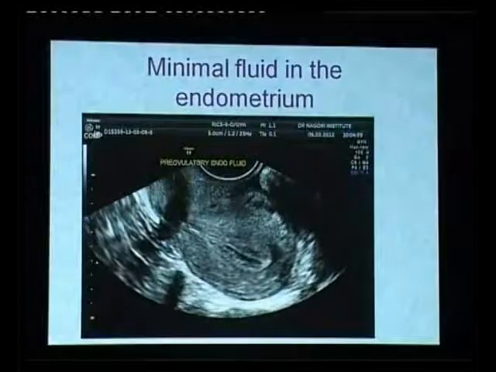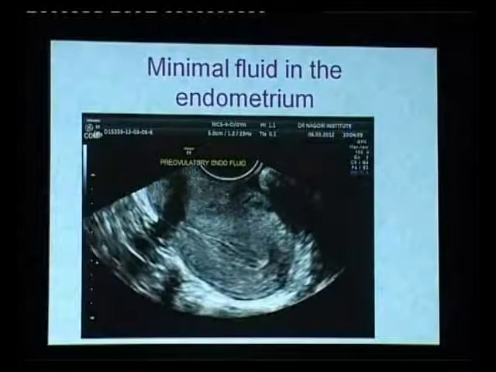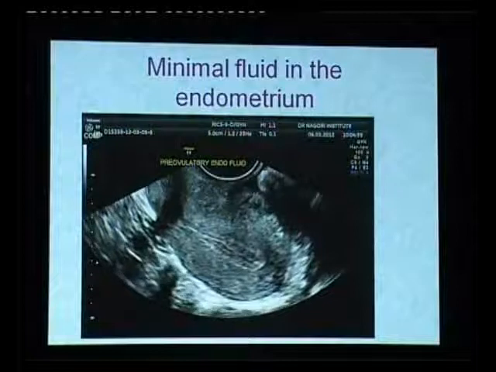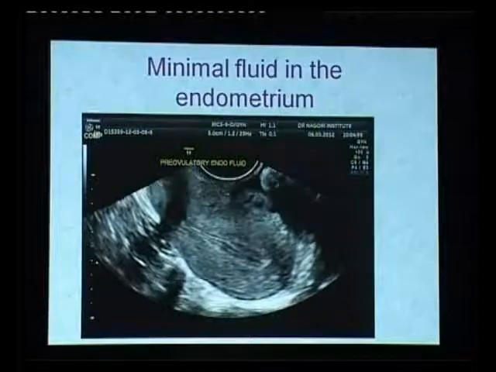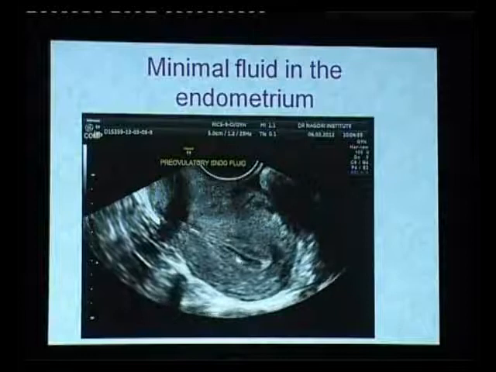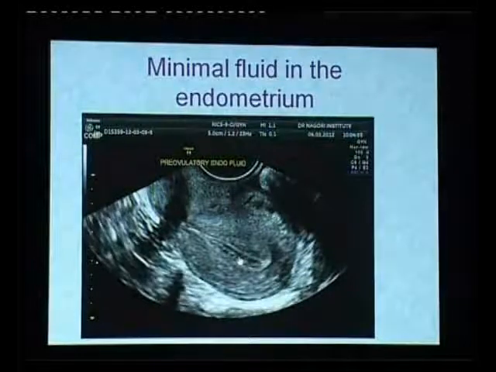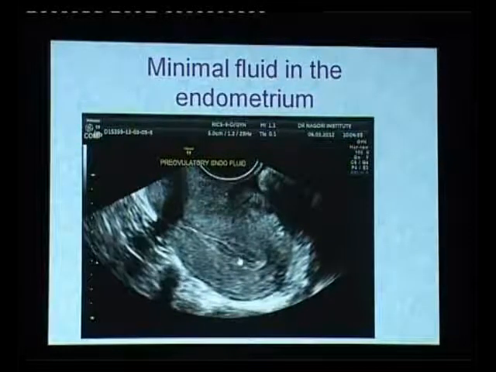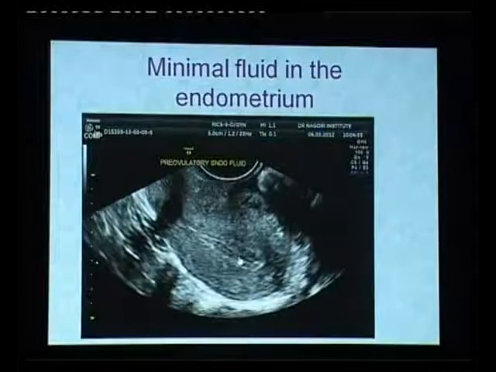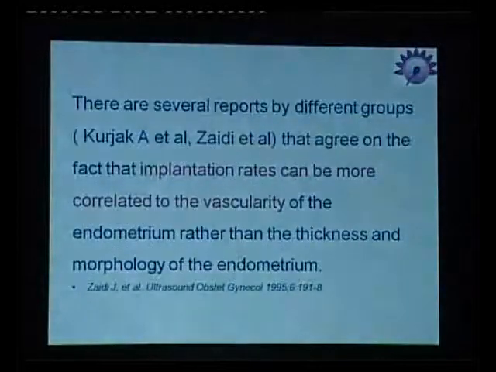And this was thought initially to be the worst for implantation. But the later studies have shown that the vascularity has more impact, and we will go to that in a while. A little bit of fluid in the endometrial cavity just pre-ovulatory can be considered normal. It is just a sleet-like fluid, and it usually stays for less than 24 hours.